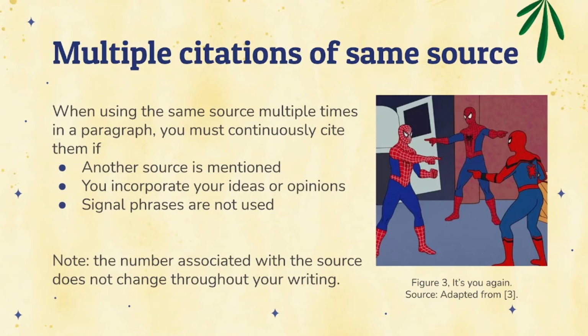Whenever you are writing a technical document, it is common that you're going to use a source more than once. It is sometimes tricky to know when to cite and when not to. We must continuously cite a source if we keep shifting to other ideas, which can be of our own or from other sources, or when signal phrases are not used. An important point to keep in mind when you're continuously citing is to not get carried away while using the reference numbers, since the number associated with the source does not change throughout the process.